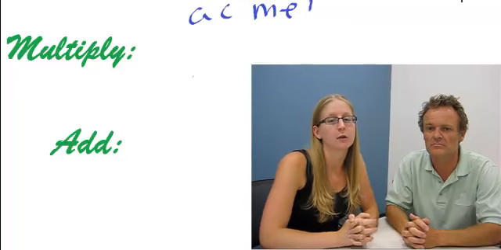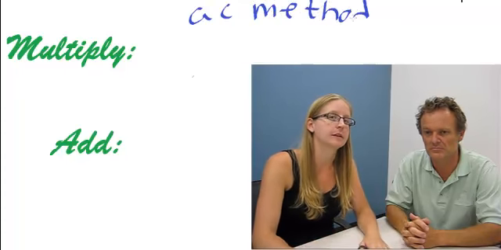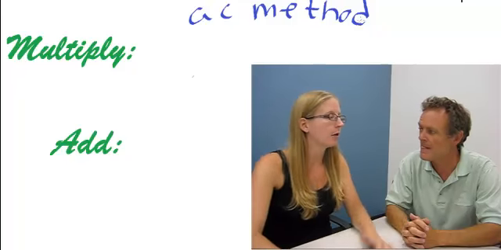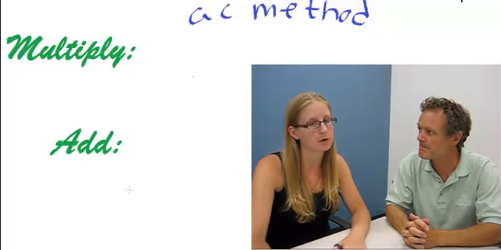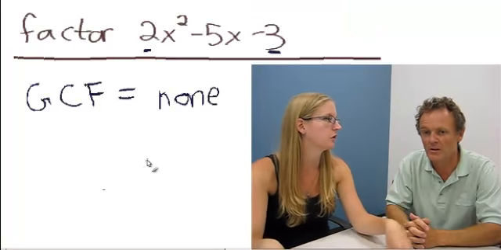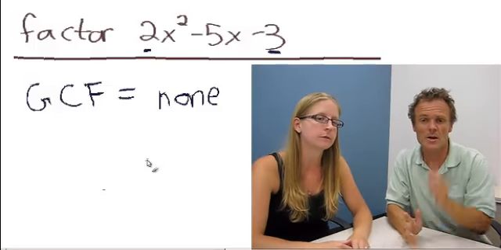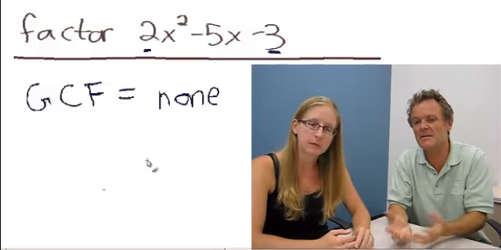Part of the AC method is that we look at the original question, at the first term and the last term. That's the AC. Going back to your question, the first term was 2x squared and the last term was negative 3. Look at those coefficients: 2 times negative 3 gives me negative 6 when I multiply.